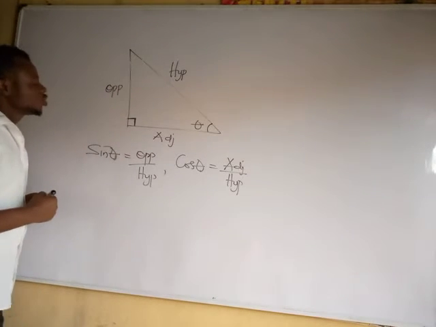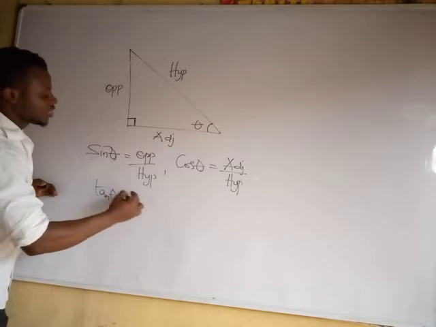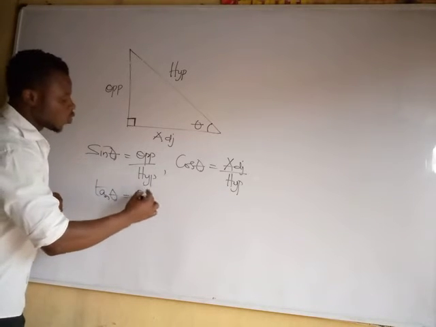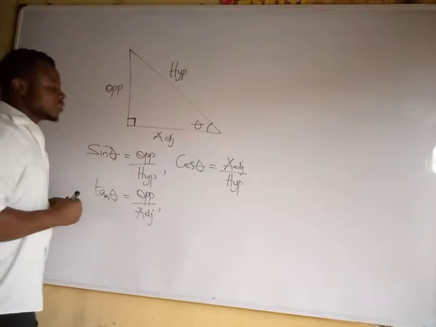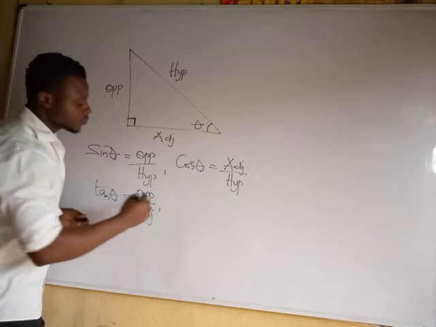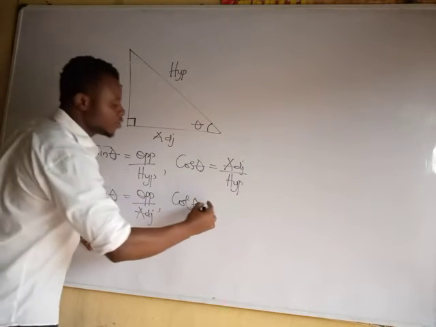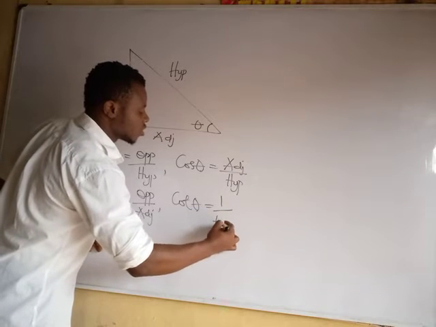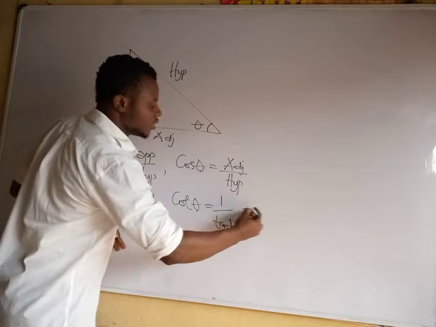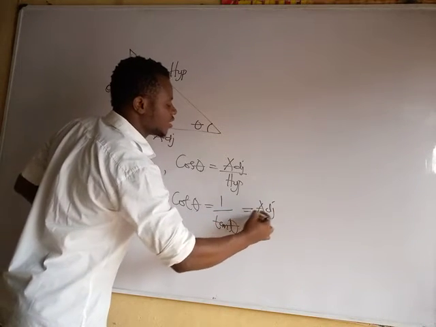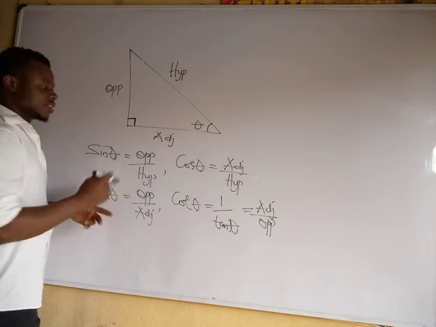Then another important thing we should know here is what we call tan of the angle. When we say tan of the angle, it means opposite over adjacent. Then another important thing we need to know here is what we call cot of the angle. Cot of the angle means inverse of tan of the angle. And what is the tan of the angle? It means we are going to have adjacent over opposite. That simply means inverse them.